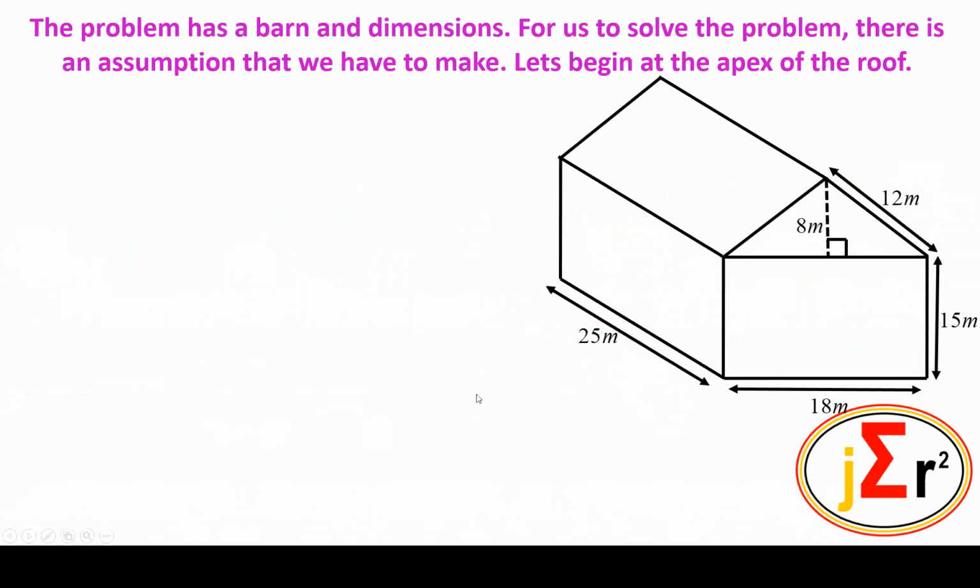The problem has a barn and dimensions. For us to solve the problem, there is an assumption. Well, we have more than one. We're just taking a look at one of them in this audiovisual. There is an assumption that we have to make. And the first assumption that we will make will require that we begin at the apex of the roof.